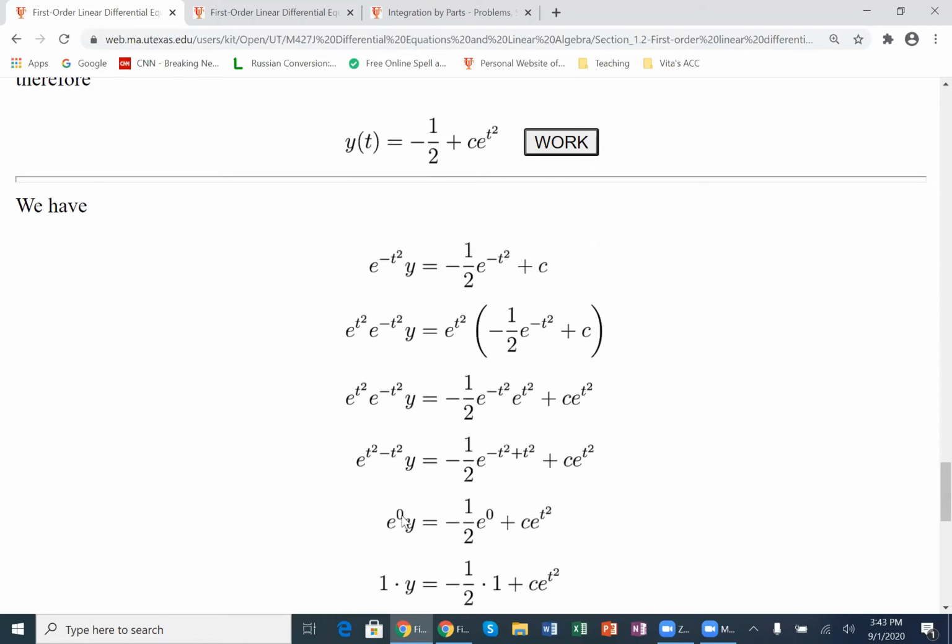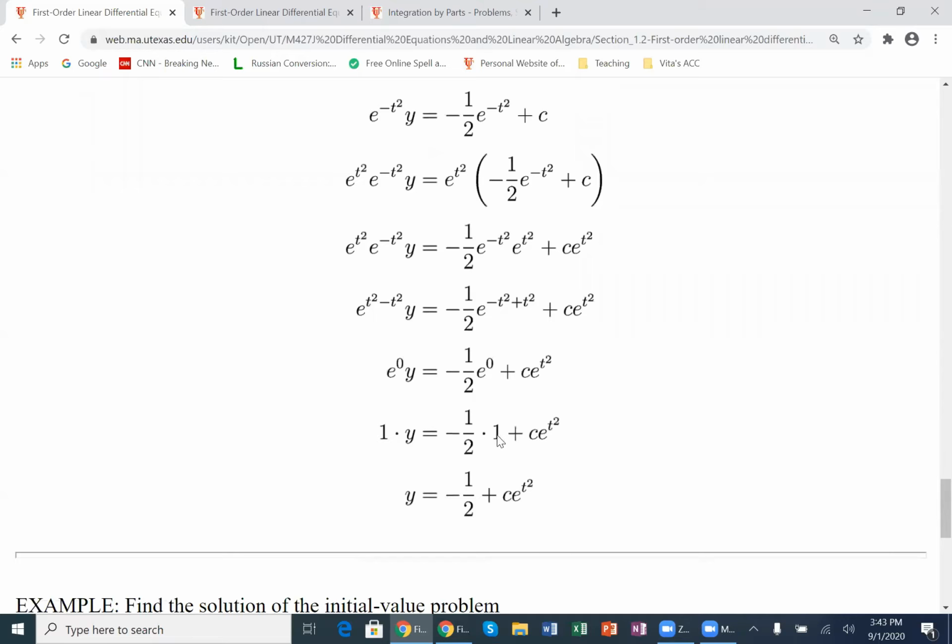Obviously, this is equal to 0. This is equal to 0. E to 0 in both cases is 1, and the result follows.